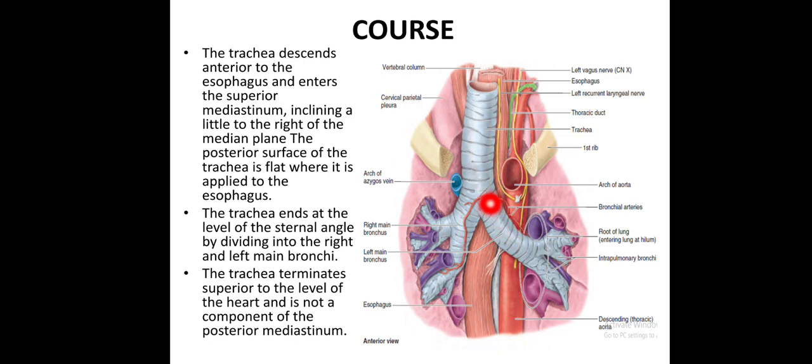The trachea terminates superior to the level of heart and it is not a component of the posterior mediastinum because it ends at the level of sternal angle. It is not a component of the posterior mediastinum. So you can say this is the part of the neck here just below the first rib. This is the part of the superior mediastinum and it ends at the level of sternal angle into two principal bronchi.